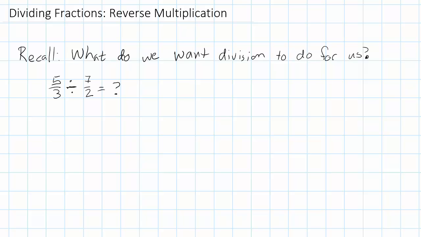5/3 divided by 7/2 equals what? To give me the answer to the question, 7/2 times what equals 5/3? Alright, we know enough about multiplication now to figure out what this missing fraction has to be. Notice I've chosen my example so that all of these numbers are prime, so the only way that anything could cancel out is if, for example, 2 were also a prime factor of a numerator somewhere.